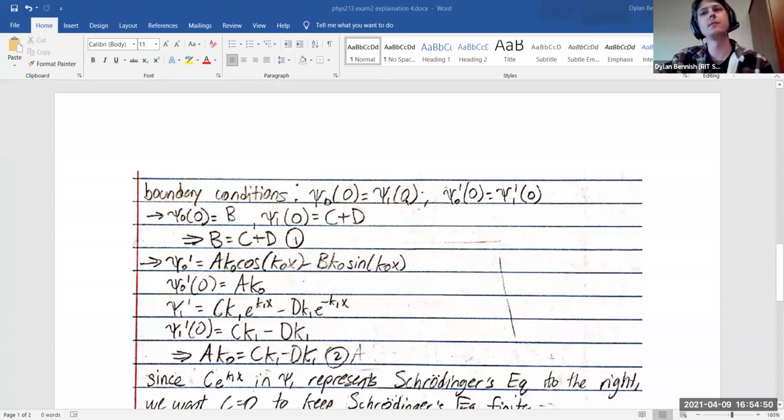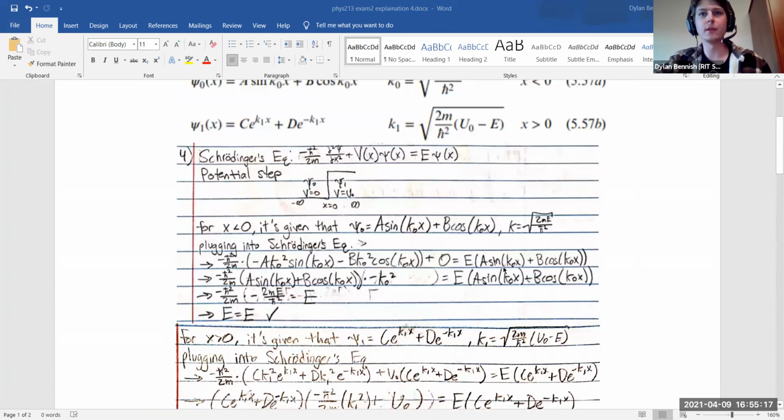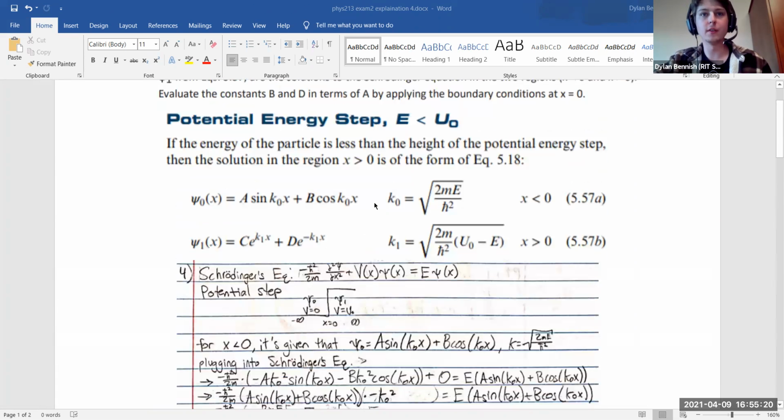And the next part of the question is asking us to find constants b and d in terms of a. So we know the boundary conditions: psi naught at x equals 0 has to be the same as psi 1 at x equals 0. And also the derivative has to be the same for psi naught and psi 1. What we'll do is take what our psi naught equation was. So our psi naught equation was right here.